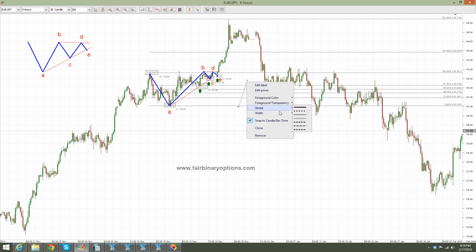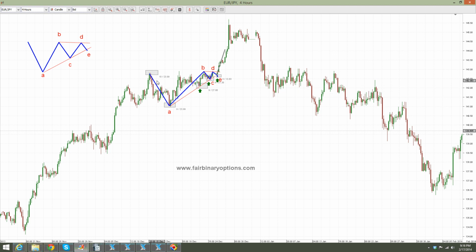So something like 75 will be something like this. Then let's make it a bit different so that we can actually see it. And this one should be placed by the moment the E wave ends, and that would be the measured move of the ascending triangle. You might say, okay, so what?